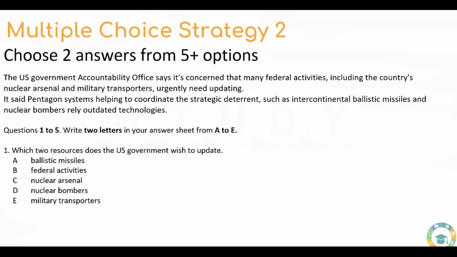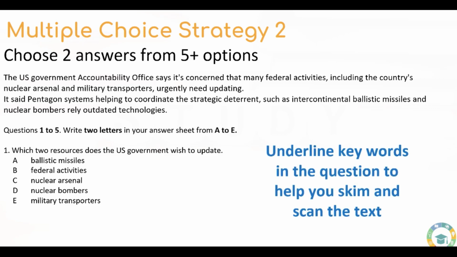Write 2 letters in your answer sheet from A to E. Which 2 resources does the US government wish to update? A. Ballistic missiles. B. Federal activities. C. Nuclear arsenal. D. Nuclear bombers. Or E. Military transporters. So I think it's very important that we underline key words in the question to help me find similar synonyms or information in the passage.